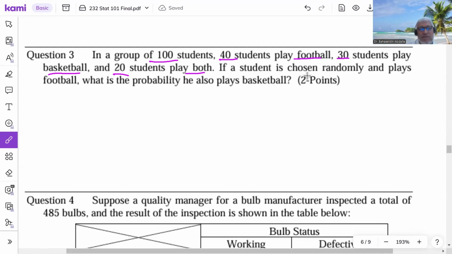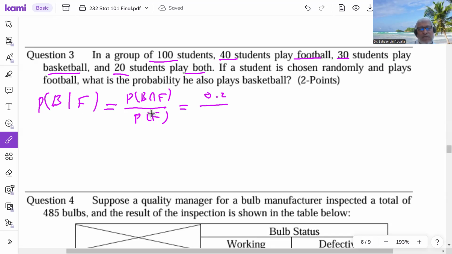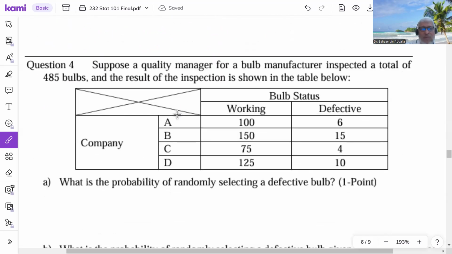Okay, if a student is chosen randomly and plays football, so we know that he plays football, what is the probability he also plays basketball? In fact, he means what's the probability that the student plays basketball given that he plays football. So it's the probability of the intersection over the probability of F. That's the formula for the conditional probability. So we have 20 over 100, that's 0.2 for the intersection, and football is 40 over 100, which is 0.4, so the answer is 0.2 over 0.4, which is 0.5.